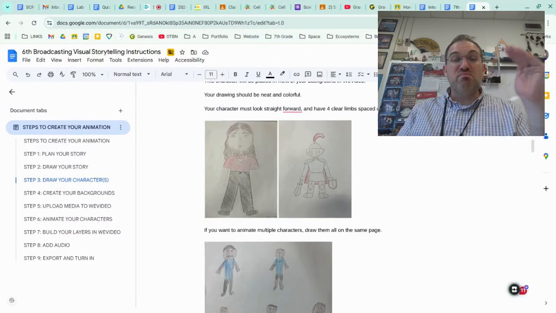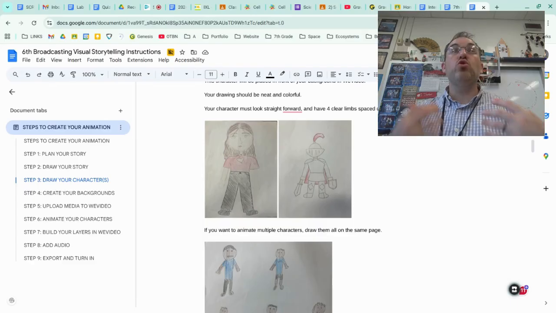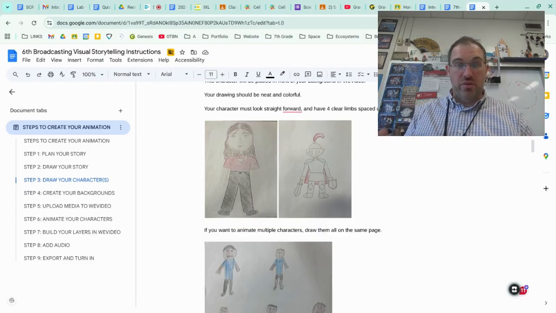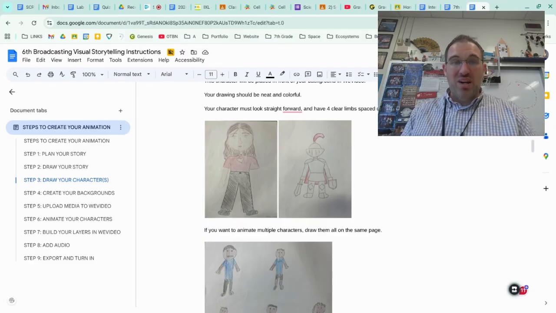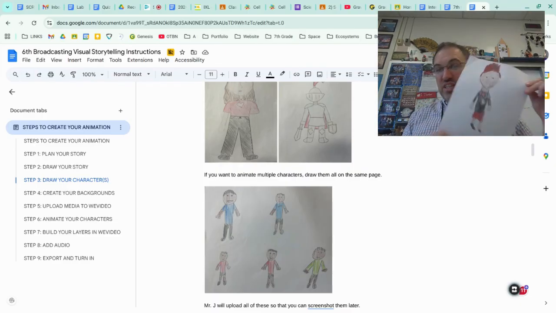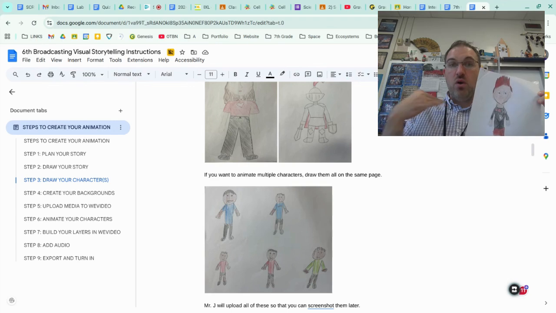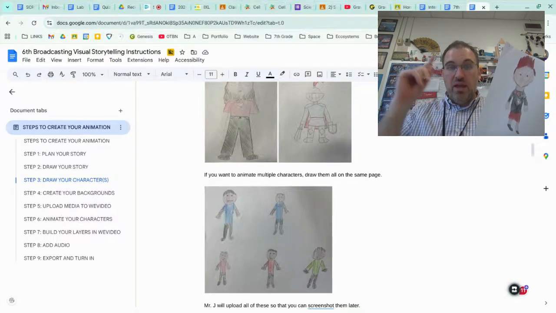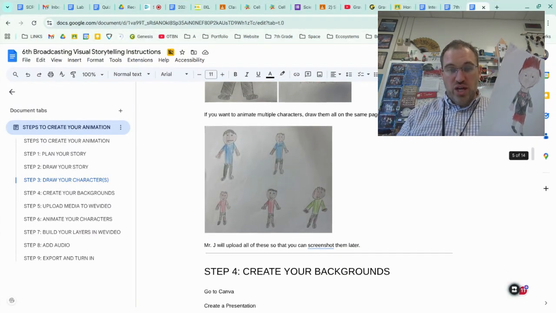If you have multiple characters you want to animate, or you just want multiple different characters to be shown on there, you don't necessarily have to animate them all, but you want to see them. Draw them all on the same page, make them a little bit smaller. I'm going to upload all of these pages and the whole class together, hopefully, ideally in one document. And then you can go and screenshot them later.